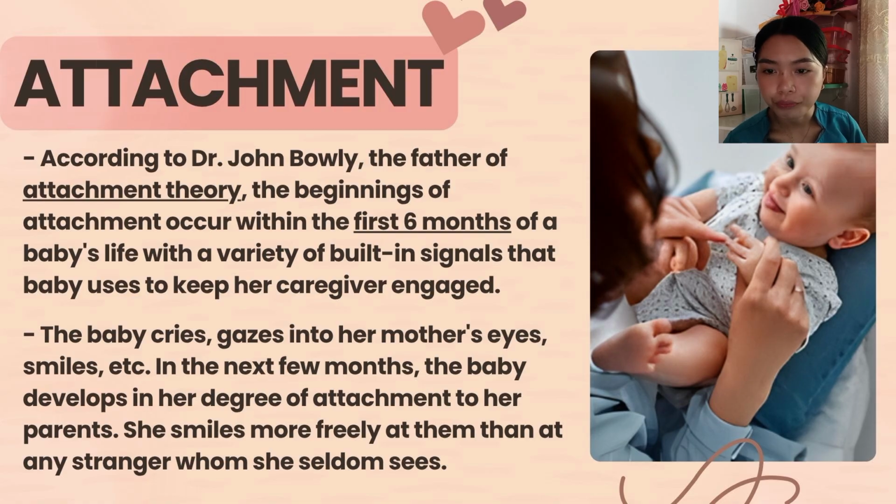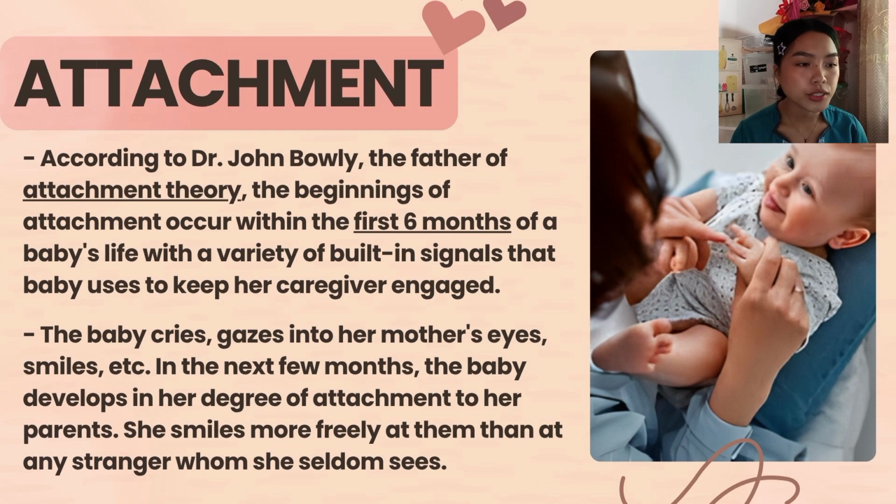And then, the baby cries, gazes into her mother's eyes, smiles, and so on. So, of course, when the baby is hungry or uncomfortable, they look for their main caregiver or their mother. If they look at their mother's eyes, they are already building connection. As time passes by, the baby's attachment becomes stronger. That is why a 6-month-old baby prefers their mother over any stranger, because they are already attached to their mother compared to strangers whom they are not familiar with. Now, the baby can distinguish between familiar and unfamiliar people.